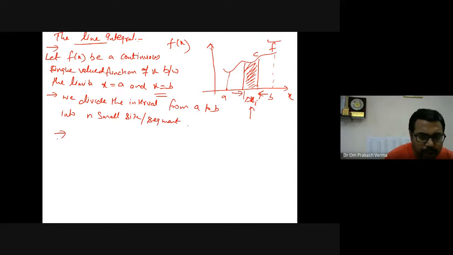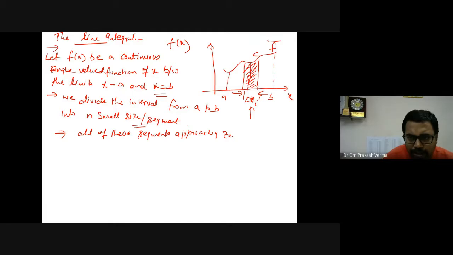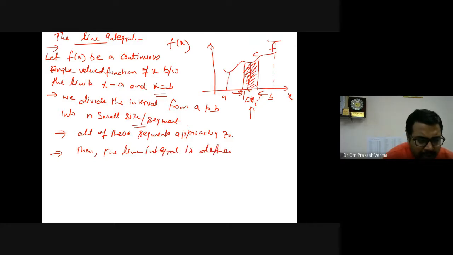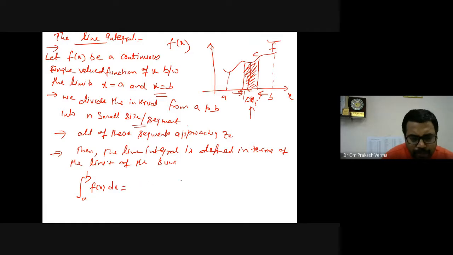Okay, and the specialty of this segment is that all these segments are approaching zero. All of these segments approaching zero means these are infinitely small sectors, the very, very small sectors. So then you can say the line integral is defined in terms of the limit of the sum. So this integral from a to b of f(x) dx is nothing but the summation.